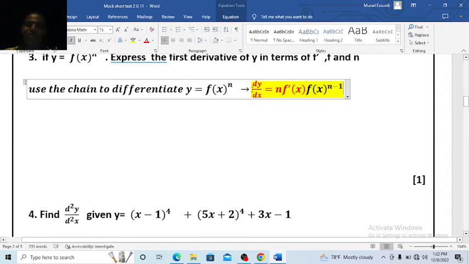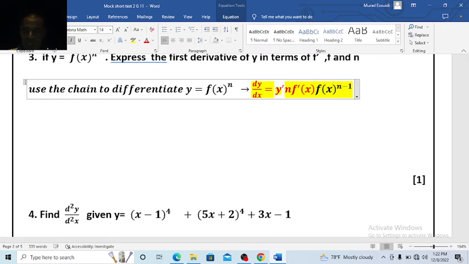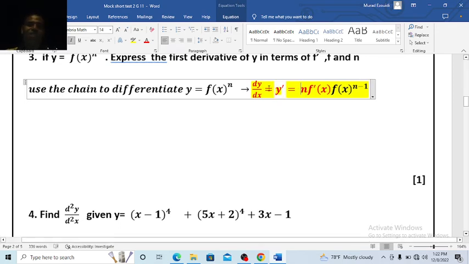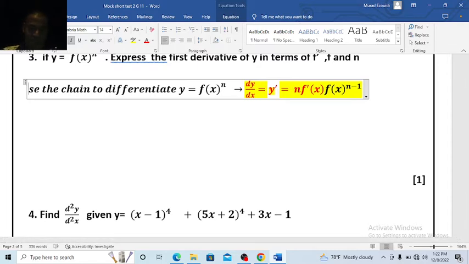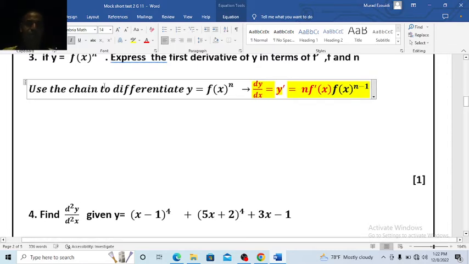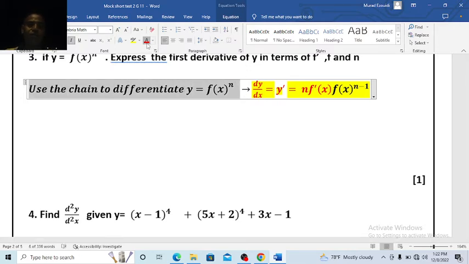You can also write dy with respect to x, which is in fact equal to y dash. If you write dy with respect to x or y dash, it is the same. Here, use the chain rule to differentiate the given function. I wish that's clear for you, my learners.